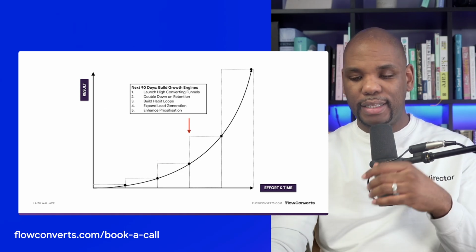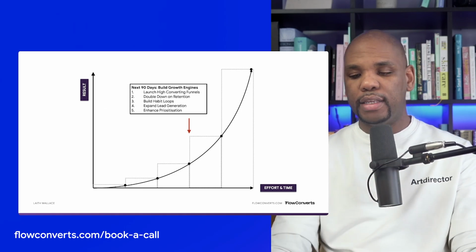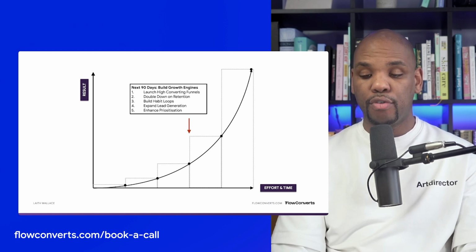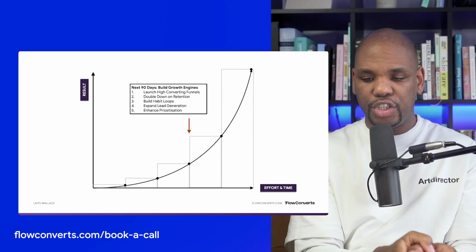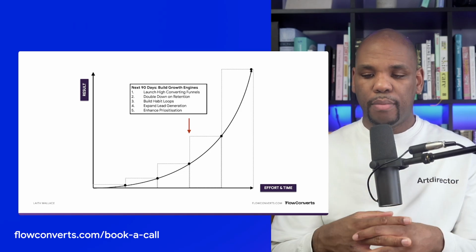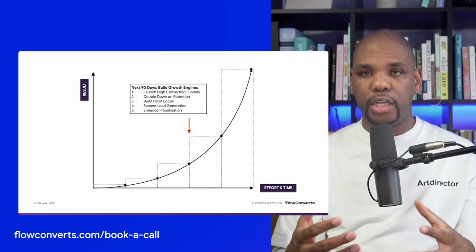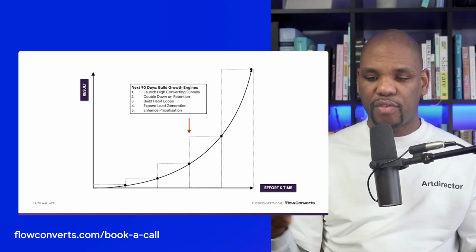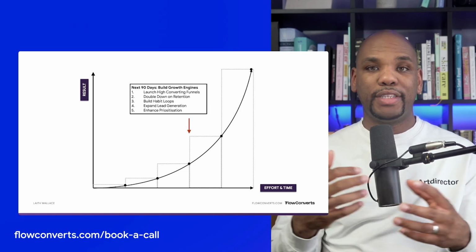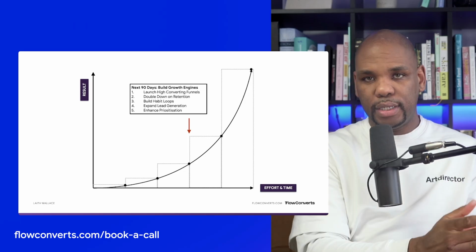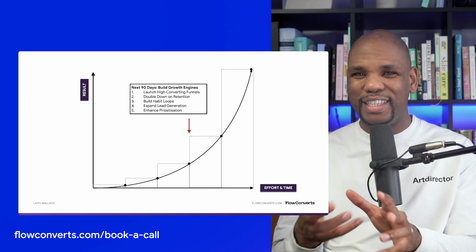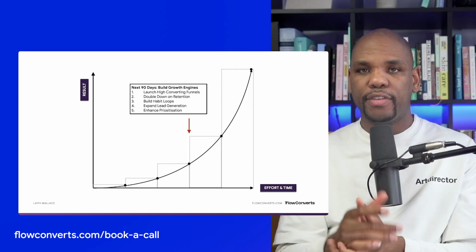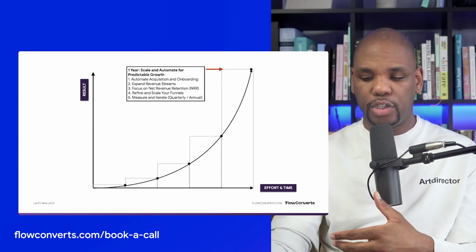Over the next 90 days, what we're doing here is launching more high converting funnels, continuously making improvements, doubling down on retention, building habit loops, making sure that we're expanding our lead generation. So we're seeing where more channels we can add in to get leads from. And then we're going to enhance our prioritization around what we audited to make sure that we can continuously add in new experiments or new things to go after to help increase retention and acquisition as well.